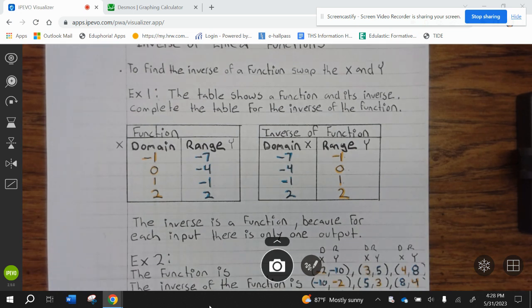Okay, go ahead and finish up example 1. The inverse is a function because for each input there's only one output.